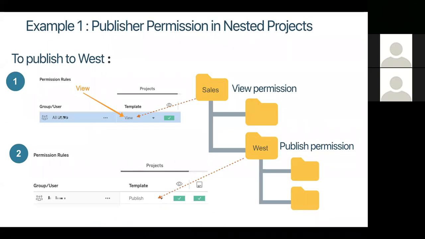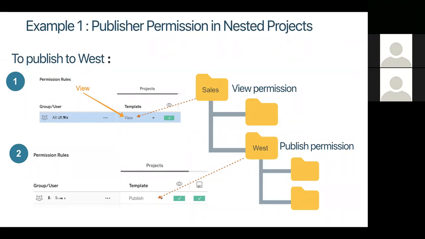Example. In order for a user to publish to the West project, West being a child of Sales, this user has to have a view permission at the project level of Sales. And this user has to have a publish permission at the West.